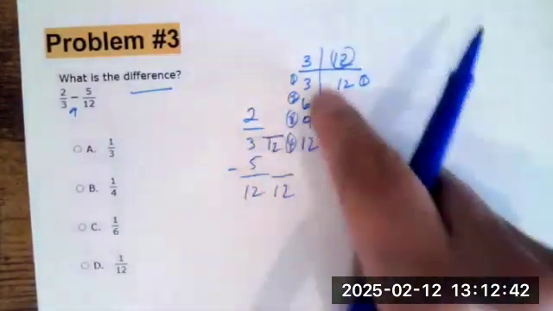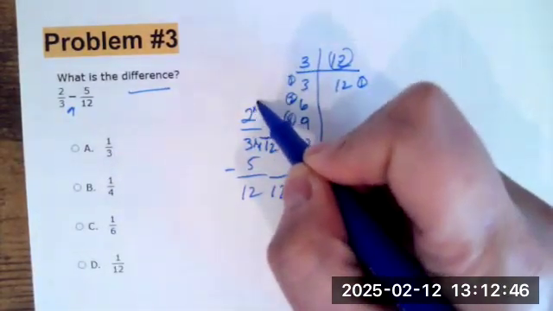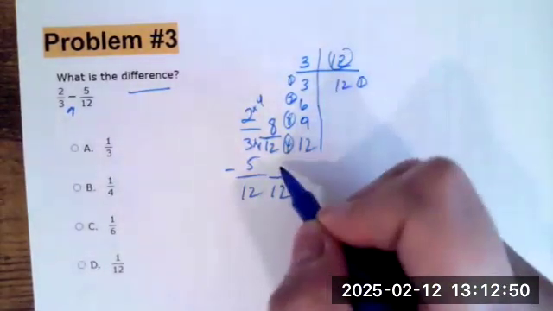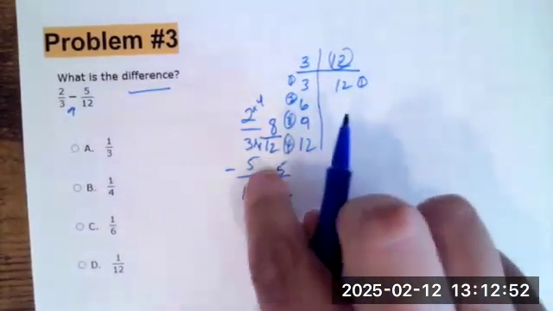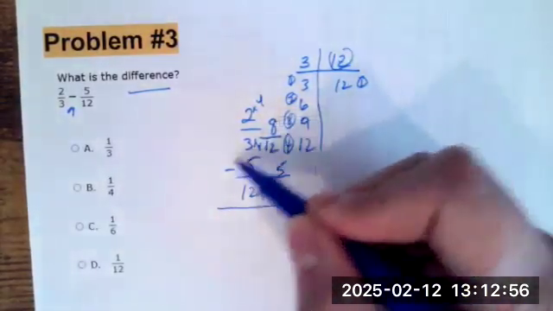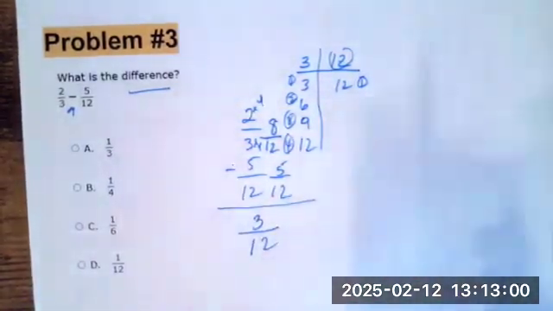And then whatever we do to one side, you're going to do to the other. So you have 3 times 4, that gave me 12. And you're going to do 2 times 4, that's going to give me 8. And then this one didn't change because 12 times 1 is 12 and 5 times 1 is 5. And so now we're going to be able to subtract. 8 take away 5 gives you 3. And then the denominator is 12.